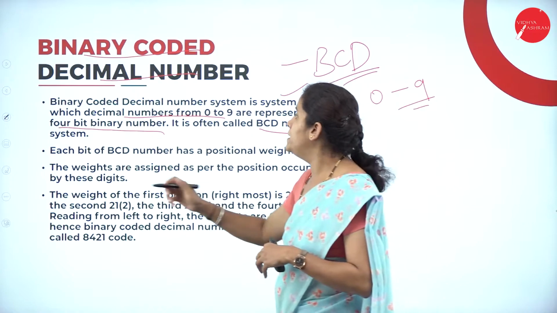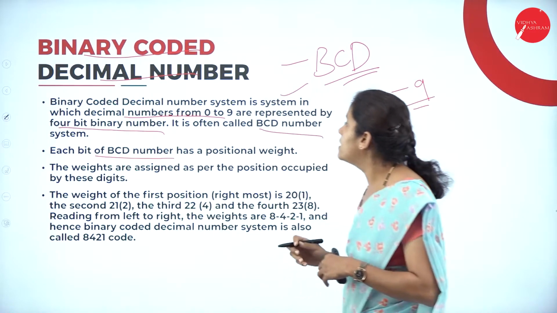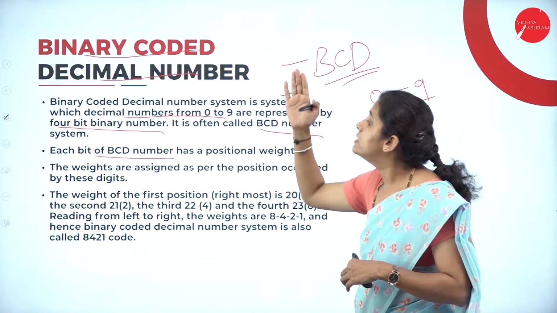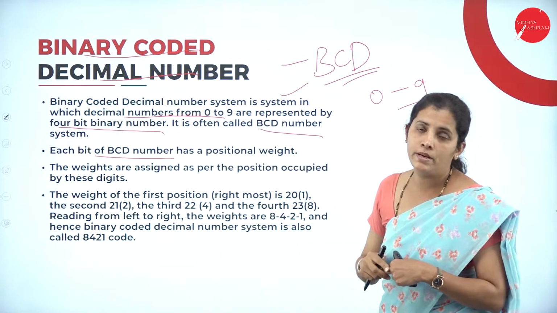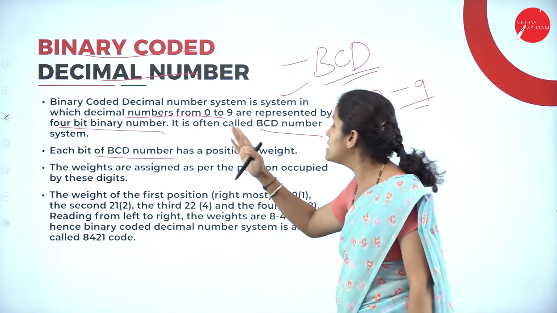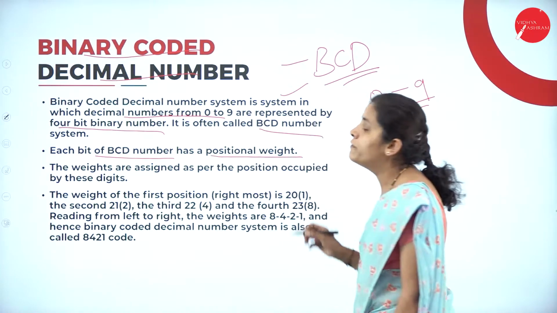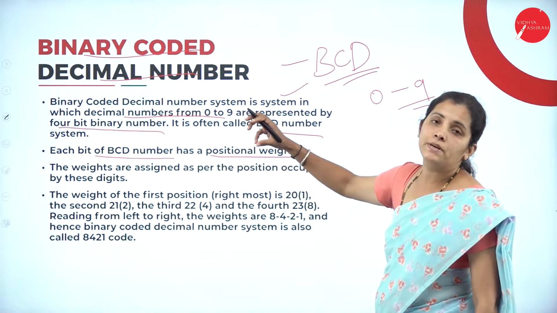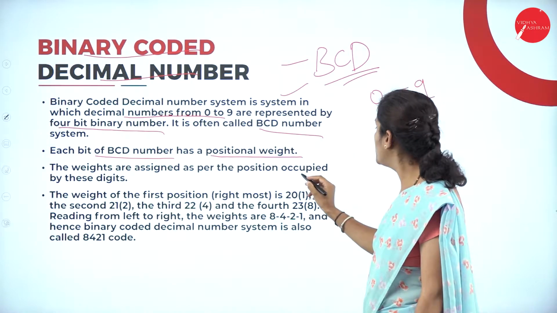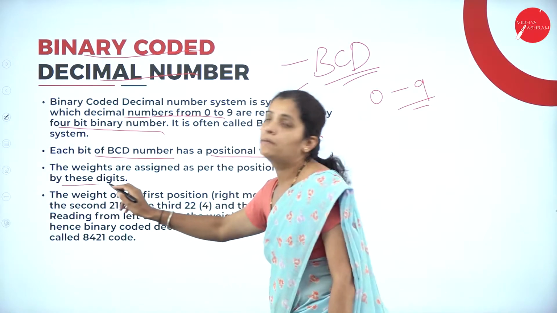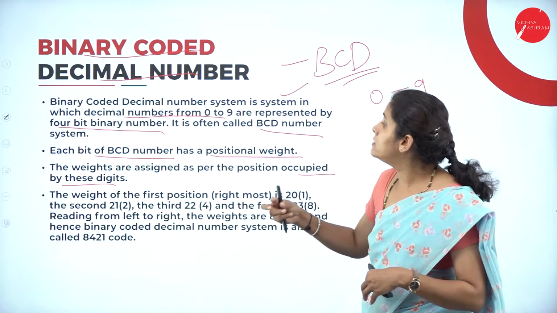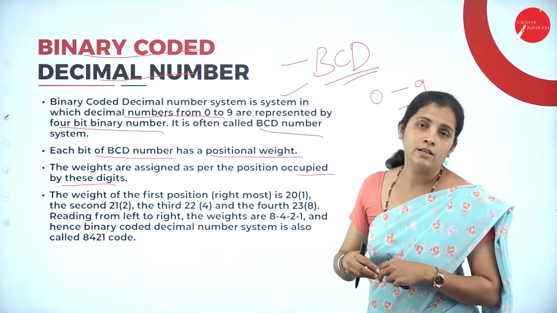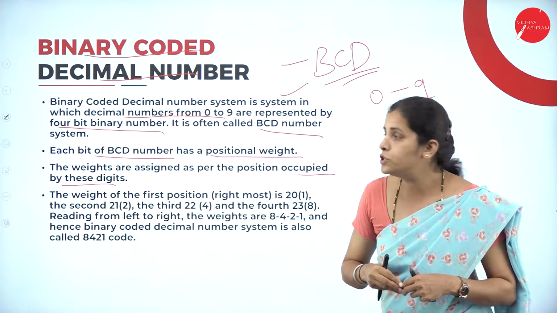And each bit of BCD number has a positional weight. The weights are assigned as per the position occupied by these bits. That means the weights are assigned for each bit based on their position.